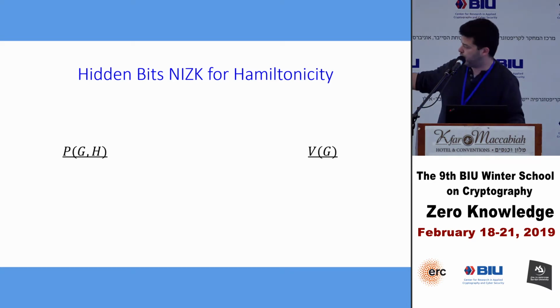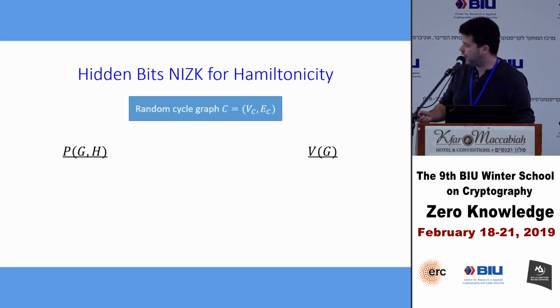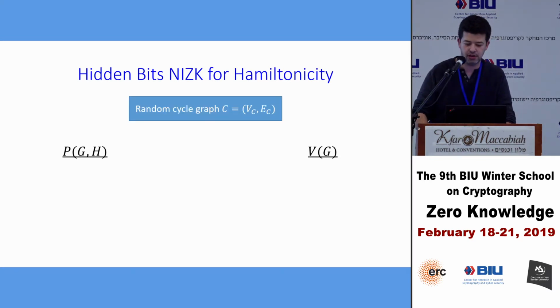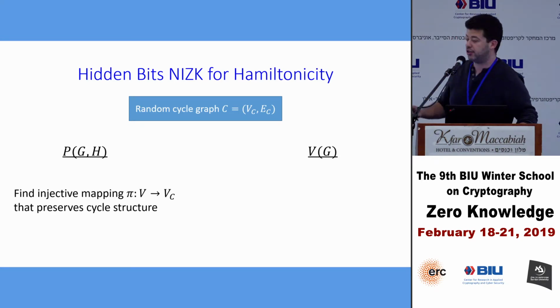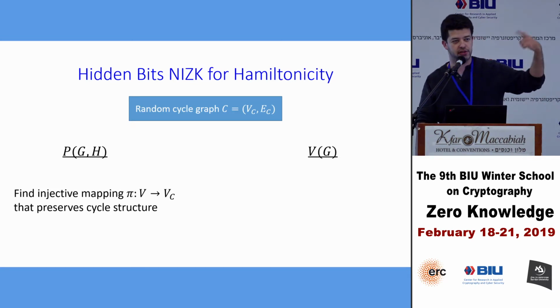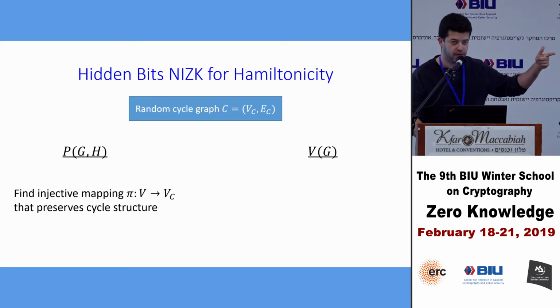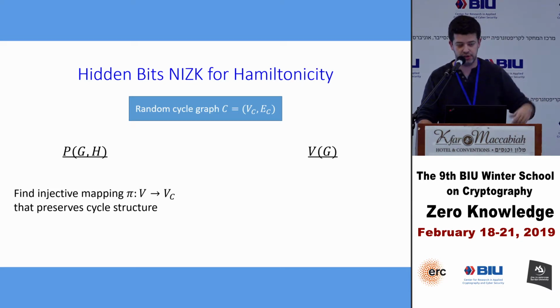Right, so both get the graph G, the prover gets the Hamiltonian cycle H, and they have access to a random cycle graph C. We'll denote the vertices of C by VC and the edges as EC. And here's the idea. So the prover is going to find an injective mapping of the vertices of our graph G into the cycle graph so that this mapping preserves the cycle structure. Okay? So since both contain a cycle, both H is a cycle and C is a cycle, there is a way to do this.